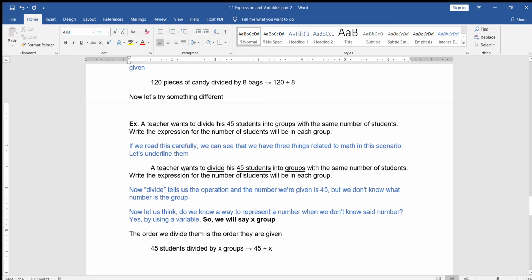Now we don't know what the group is, right? But do we know some way to represent a number when we don't know the number? Yes, we can use a variable. So in this case, we will use x for groups. x is the variable. Just in case you don't know, the order we divide them is the order that's given to us. So it's going to be 45 divided by x.